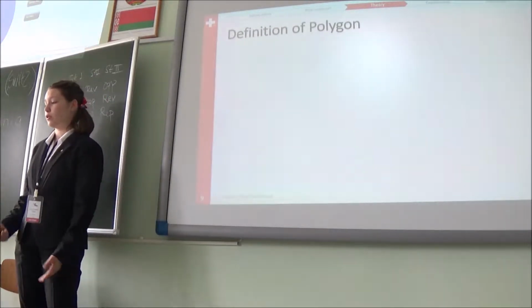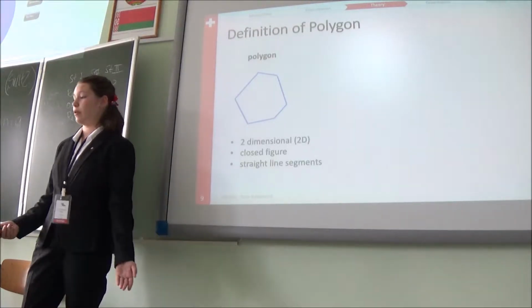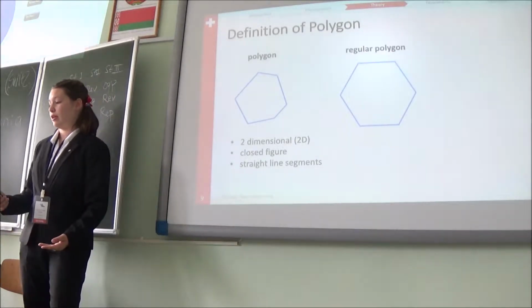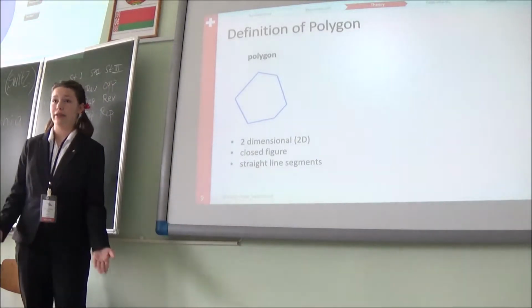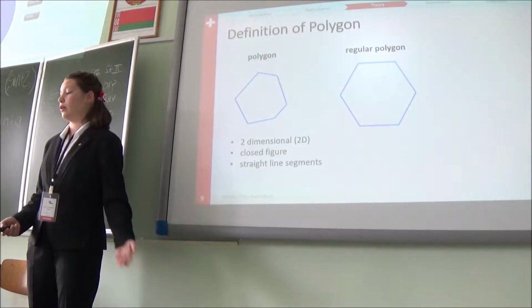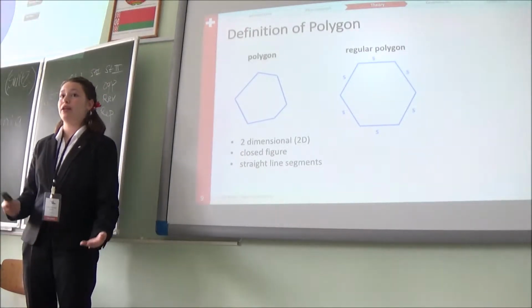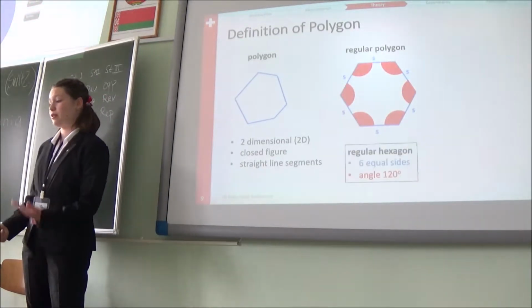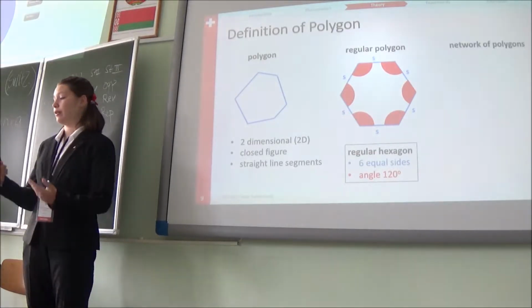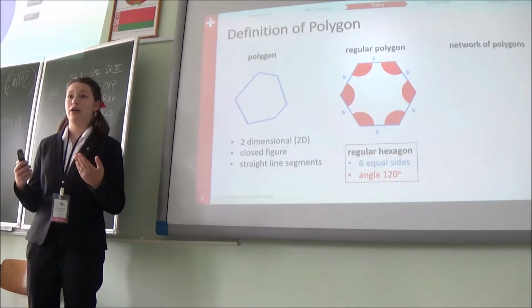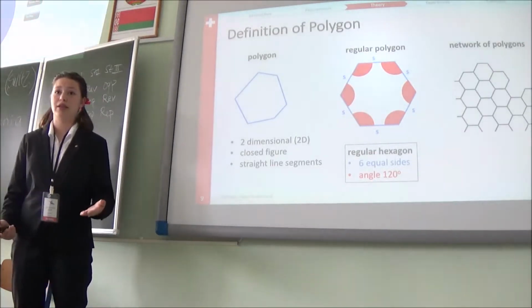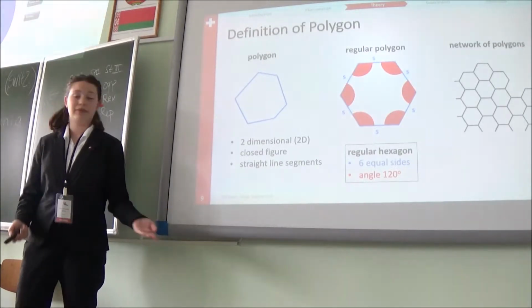Now, what is a polygon? So, we have a polygon, which is a two-dimensional shape, and it is a closed figure, and it has straight line segments. This is a regular polygon, and in regular polygons, all the sides and all the angles are the same. This is a regular hexagon. So if we look at this as a network of polygons, if we look at, for example, a network of regular hexagons, this is what it would look like.